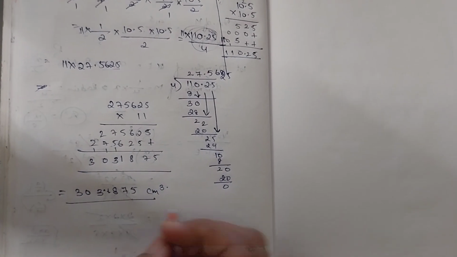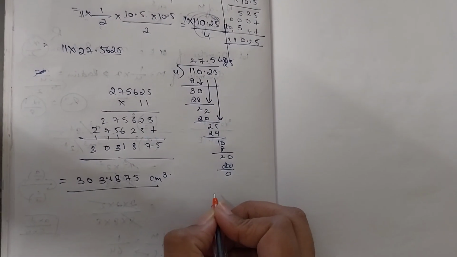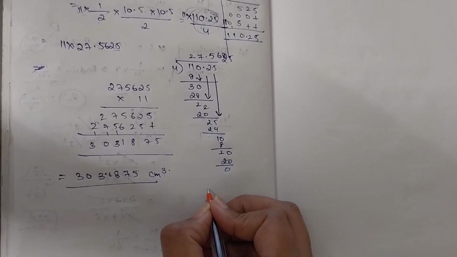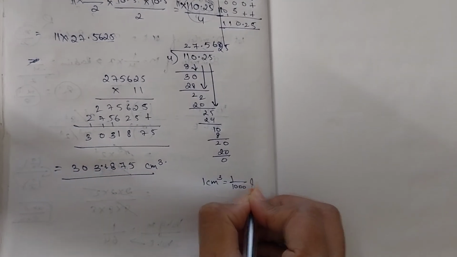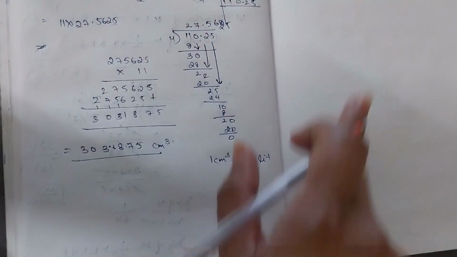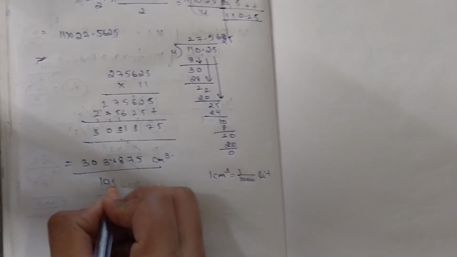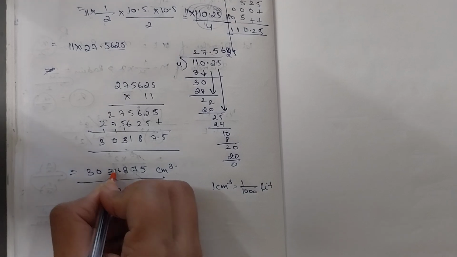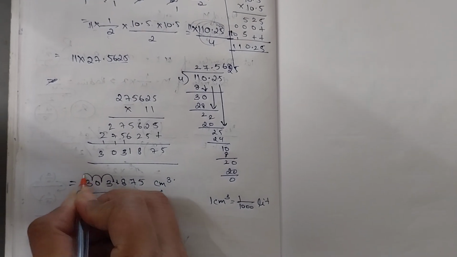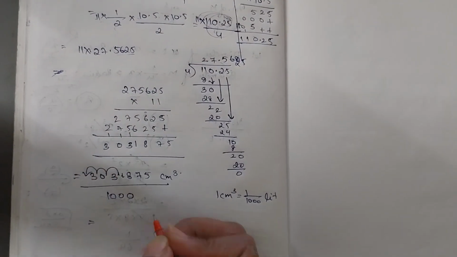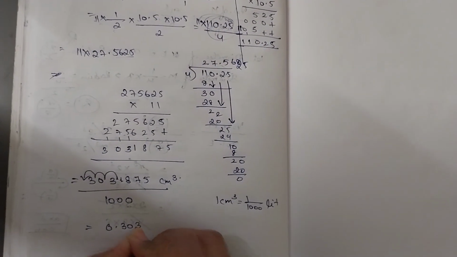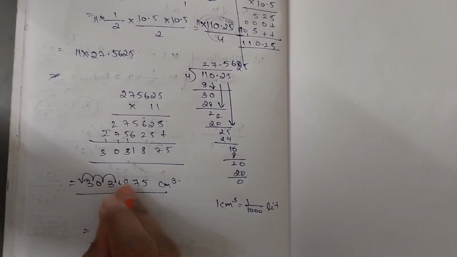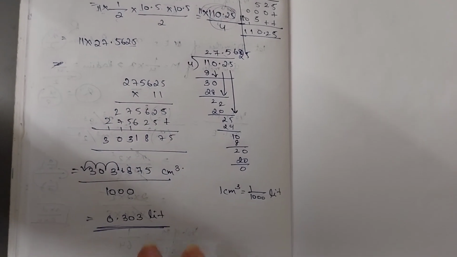Now I need to convert into liters. So 1 centimeter cube is equal to 1 by 1000 liters. Whenever you're converting centimeter cube into liters, divide by 1000. So this decimal place will shift 3 places, 1, 2, 3, to the left because it's in division. So 0.303 liters would be your answer. You're not going to write all these numbers. That's it. This would be your answer here.